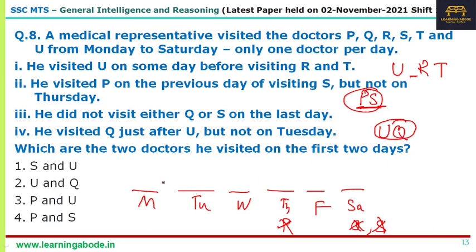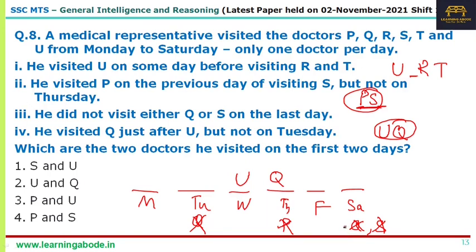Now when you say U and Q are together, can it be Monday and Tuesday? No, because Q not on Tuesday, right? And Q not on Saturday as well. Okay, so one of the possibilities, I'm just assuming, is that U and Q could come here, Wednesday and Thursday, because Q cannot be on Tuesday, and it cannot be on Saturday as well. Okay, so I'm just trying to put it here, right?